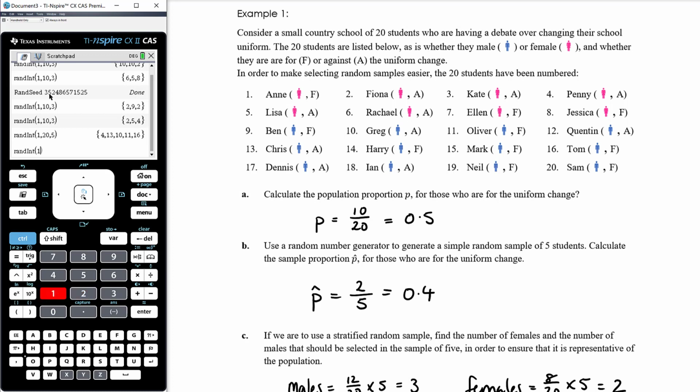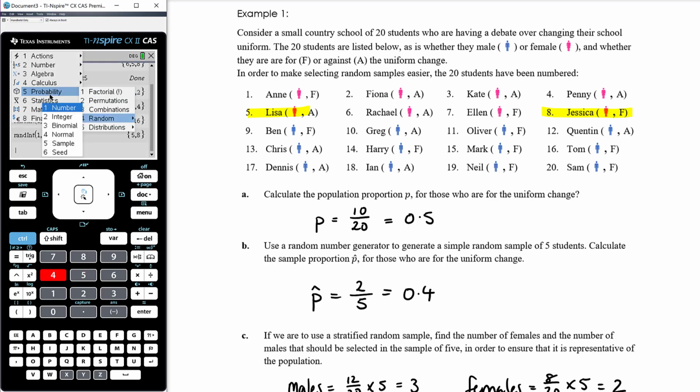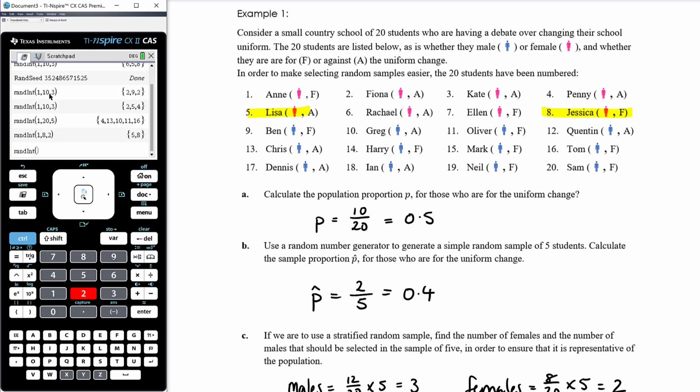So from numbers 1 to 8, we want to choose 2. Okay, I've got 2 different ones there. I've got person 5, who is Lisa, and person 8, who is Jessica. And then from the males, which are numbered 9 to 20, I want to choose 3. Okay, and again I've got 3 different ones, which is good. So 16, 17 and 19. Okay, so we've got Tom, Dennis and Neil.